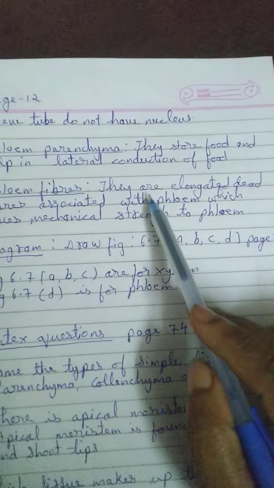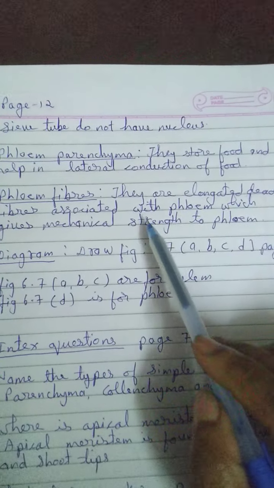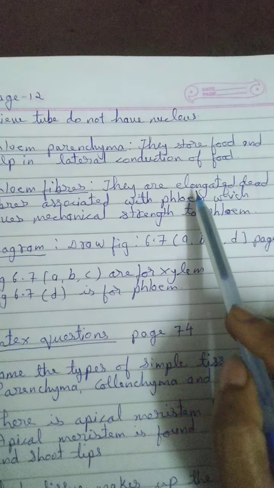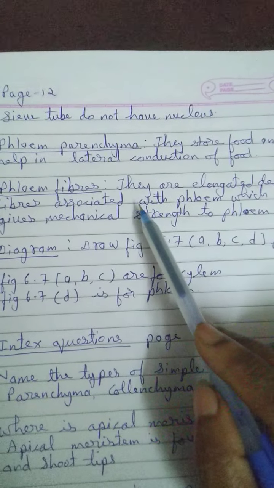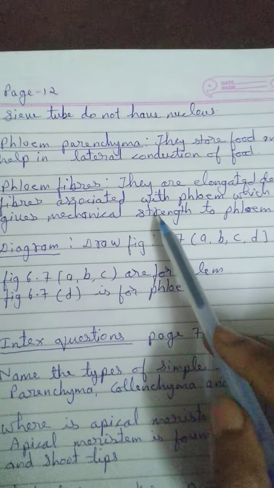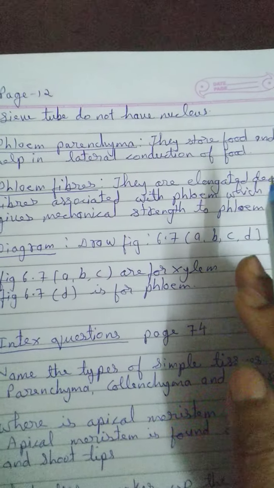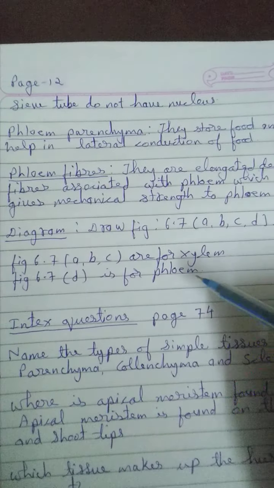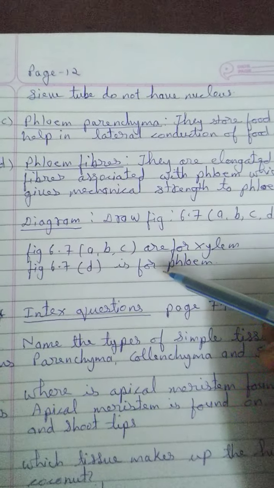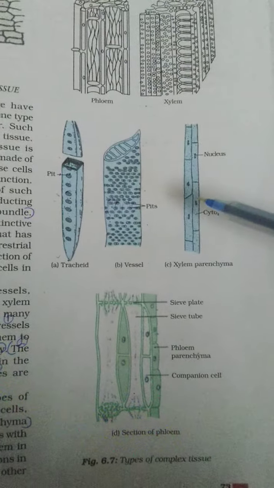And phloem fibers are elongated dead fibers associated with the phloem. Dead fibers means sclerenchyma fibers. They are present adjoining the phloem to give them mechanical strength, to support them so that they can stand straight and conduct the food. And these are the diagrams you have to draw from page number 73. All three diagrams are for the xylem, and this one is for phloem.